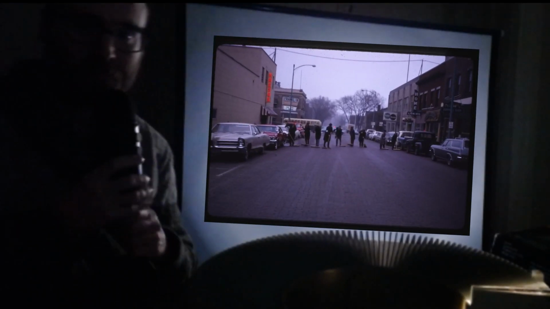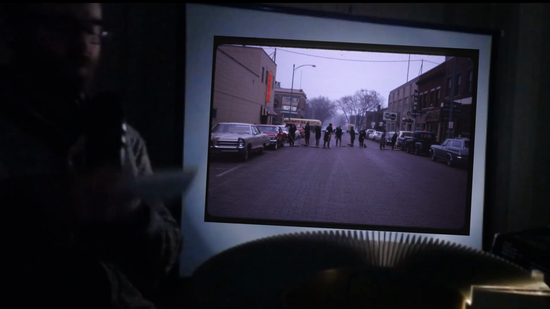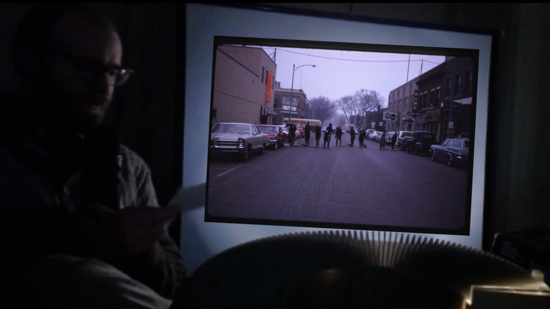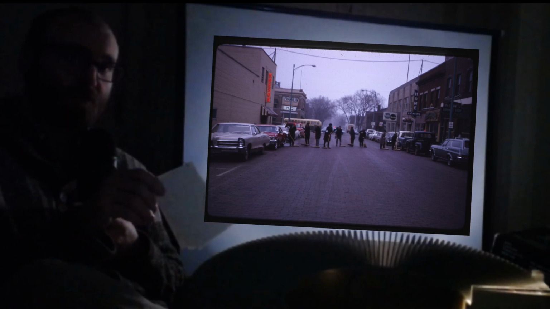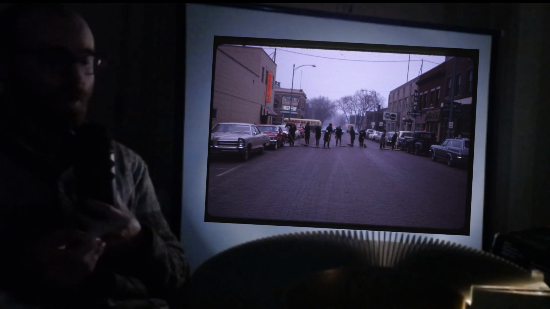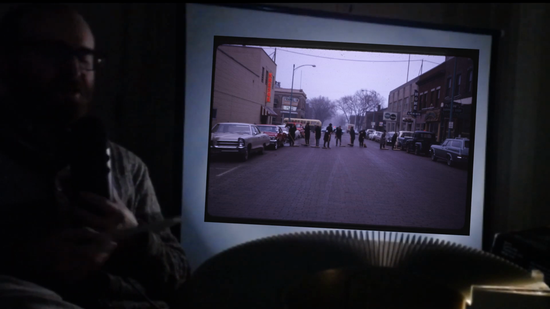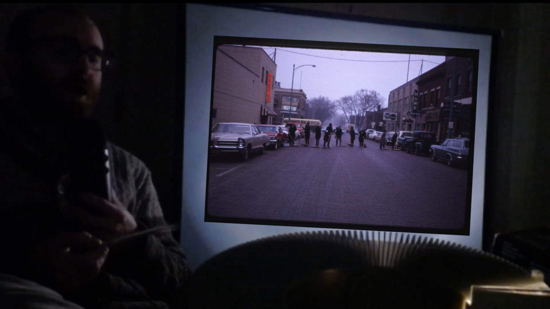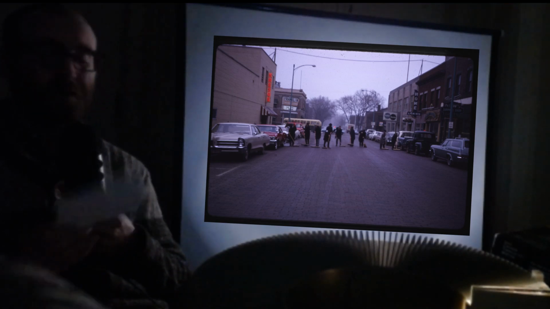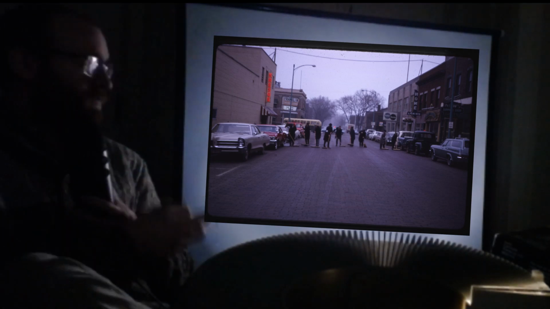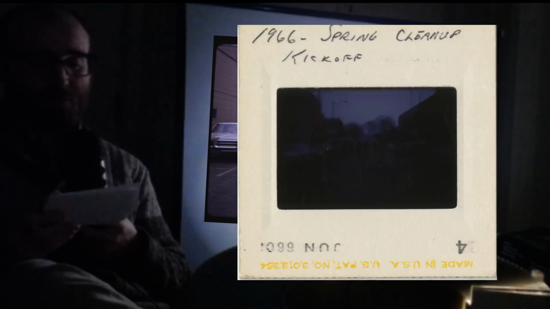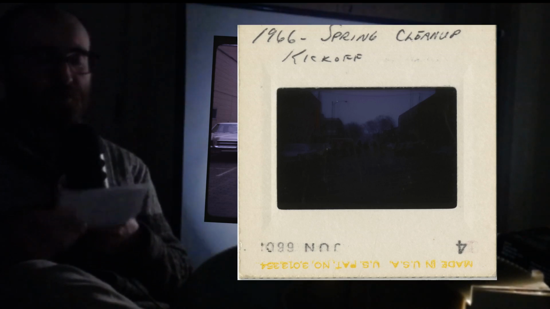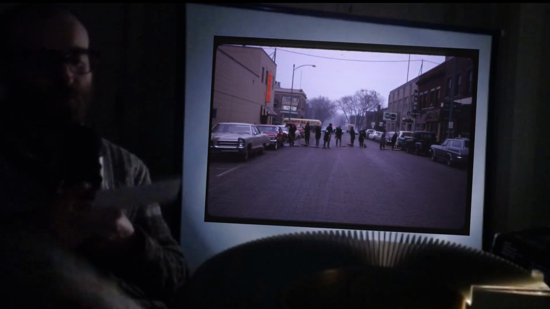But starting with, well, I thought this would be a fun one to start with. Now these slides, by the way, all come from the Marathon County Historical Society's collection. And they are all, I wouldn't say unidentified. Most of them have some identification, but not much. Like this one, for example, is simply entitled Spring Cleanup Kickoff, 1966. So that's helpful, but it doesn't tell us where this is happening. So I thought this would be a good one to get started with.